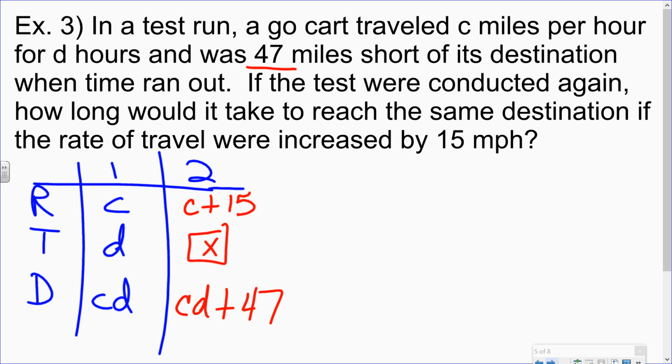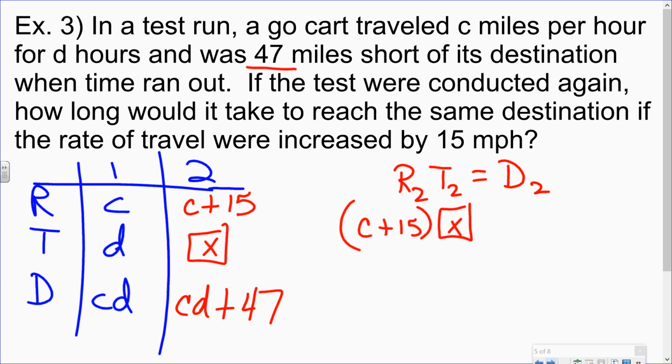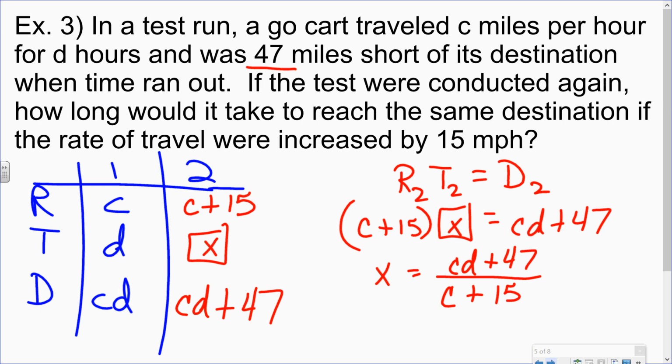But R2 times T2 has to equal D2. That has to be true for the second column as well as the first. So R2 is C plus 15. T2 is the X that we're trying to find. The distance is CD plus 47. So if I want to isolate X, I just divide by the parentheses C plus 15. And X is CD plus 47 over C plus 15.